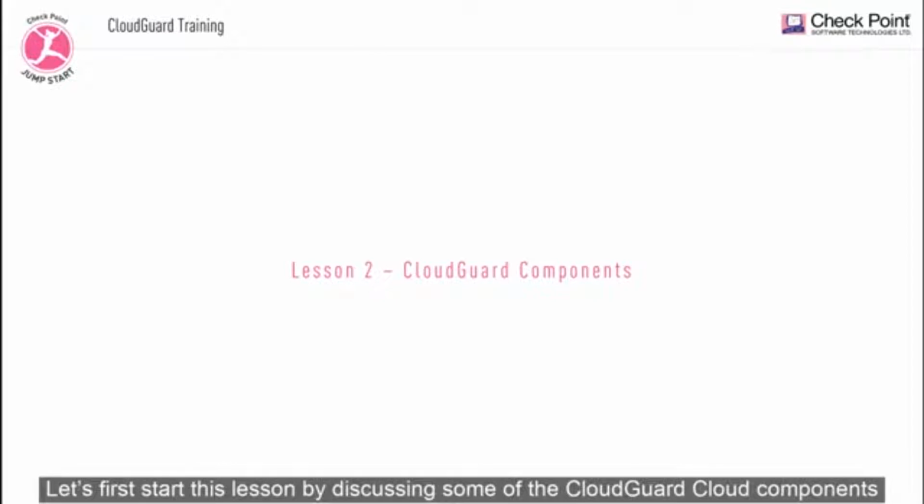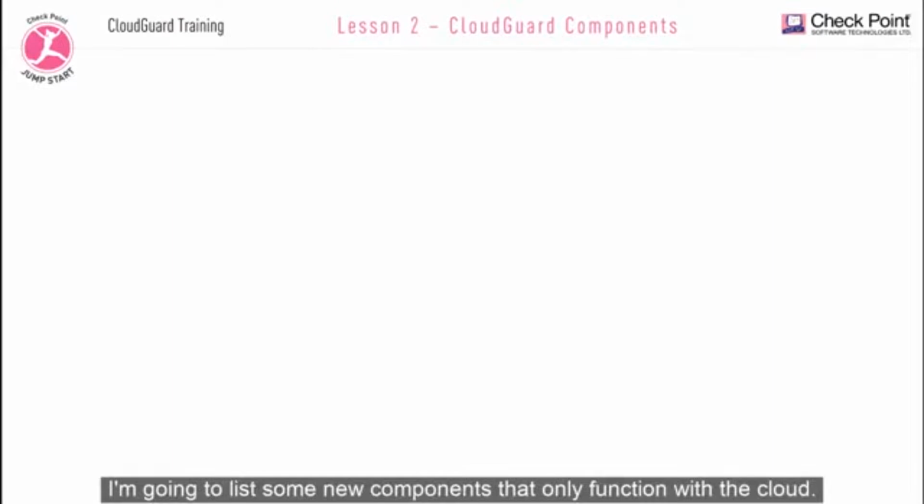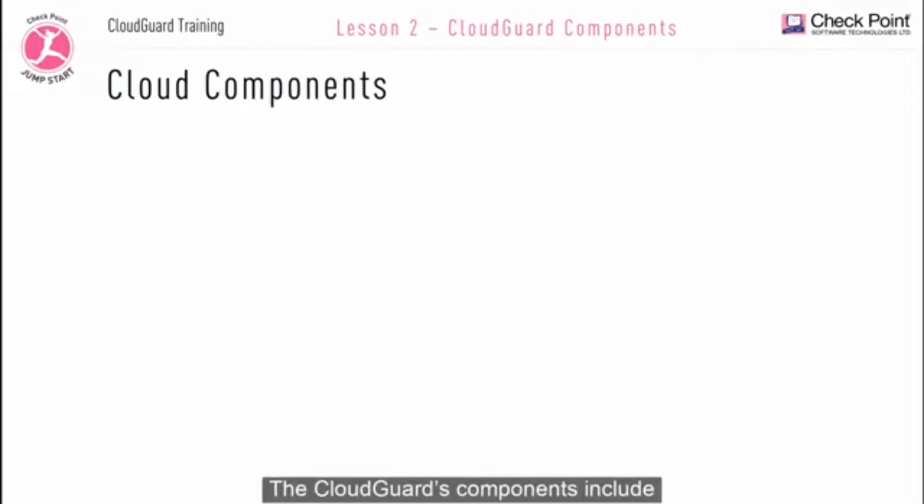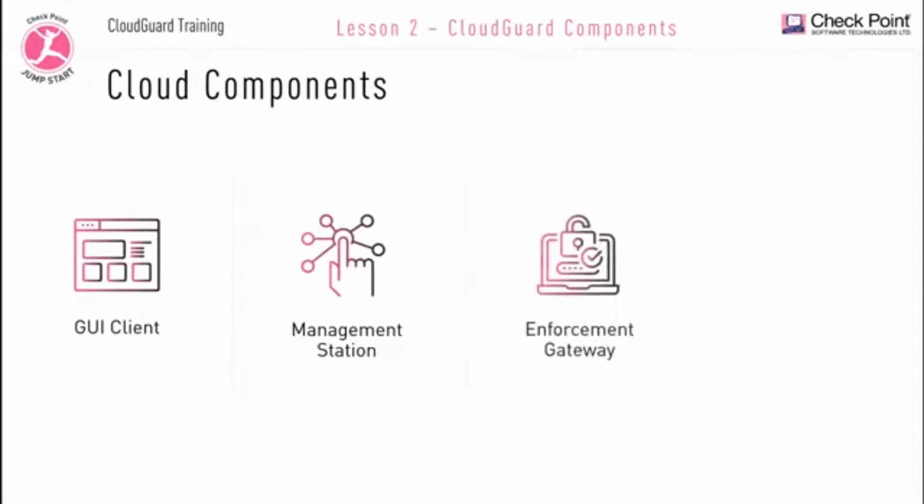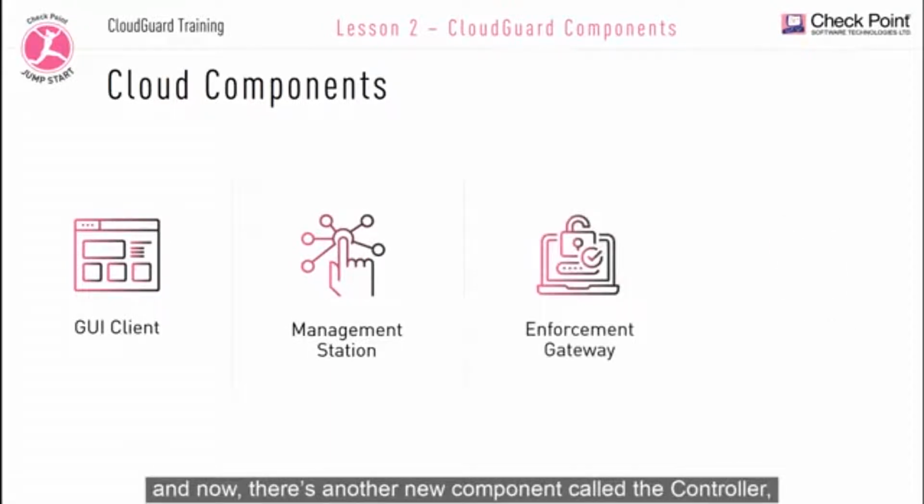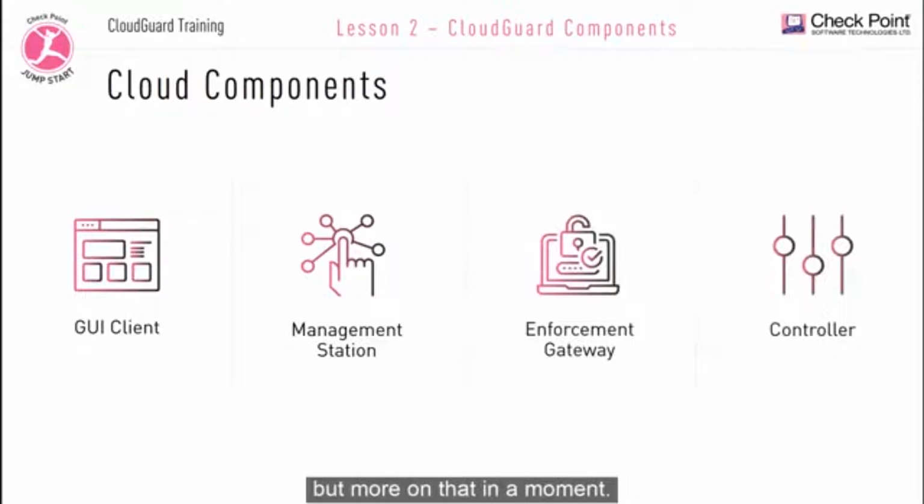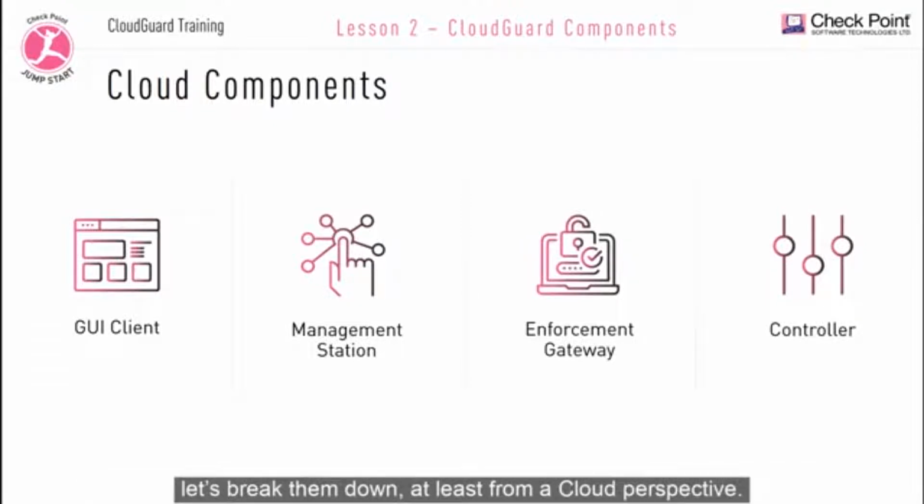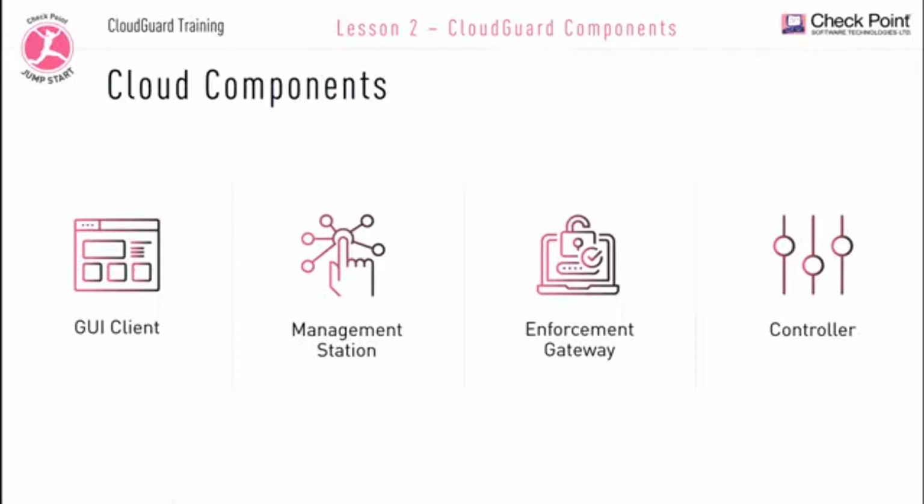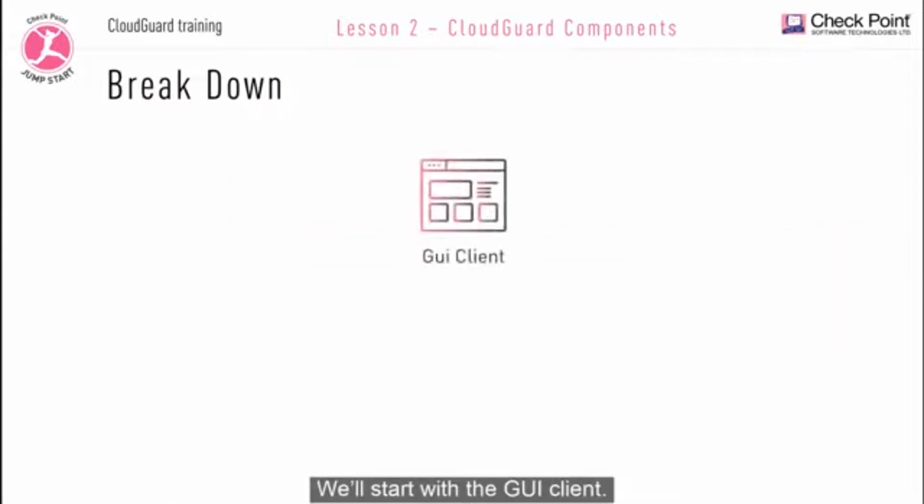Let's first start this lesson by discussing some of the CloudGuard cloud components. I'm going to list some new components that only function with the cloud. The CloudGuard components include the GUI client, the management station, the enforcement gateway, and now there's a new component called the controller, but more on that in a moment. Even though you might be already familiar with most of these components, let's break them down, at least from a cloud perspective. We'll start with the GUI client.